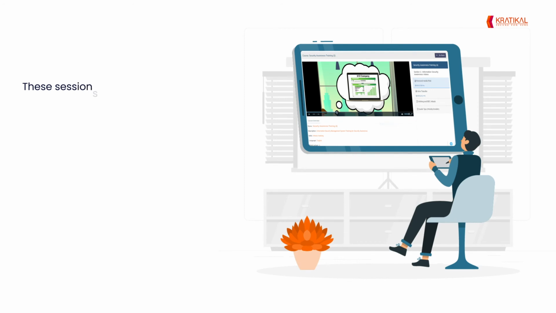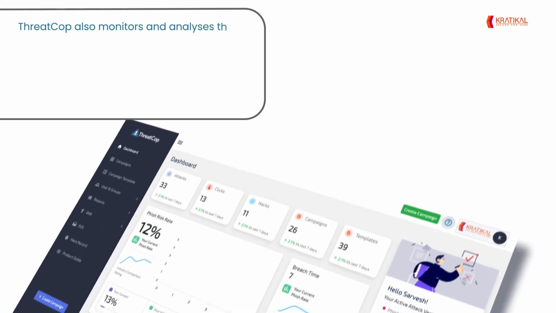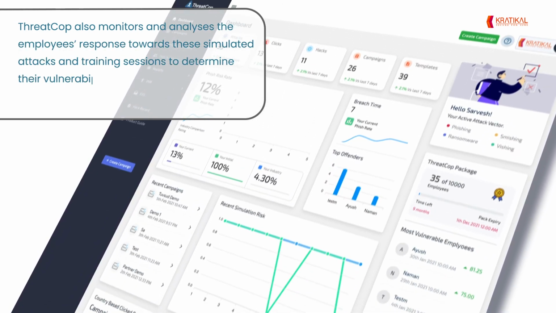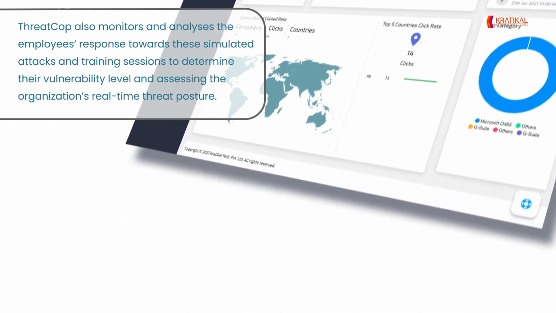These sessions educate employees about various kinds of cyber threats and the significance of following the security protocols put in place by the IT team. ThreatCop also monitors and analyzes the employees' response towards these simulated attacks and training sessions to determine their vulnerability level and assess the organization's real-time threat posture.